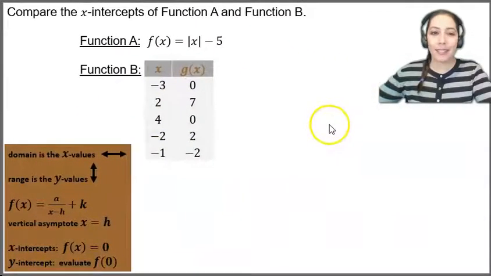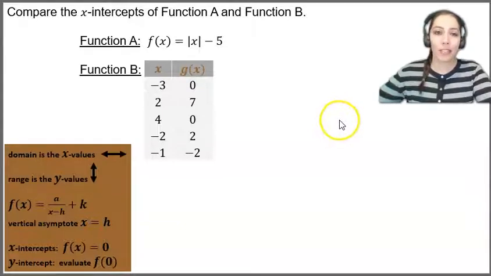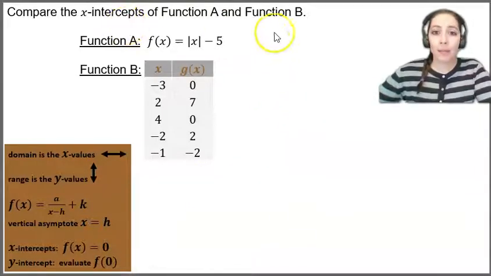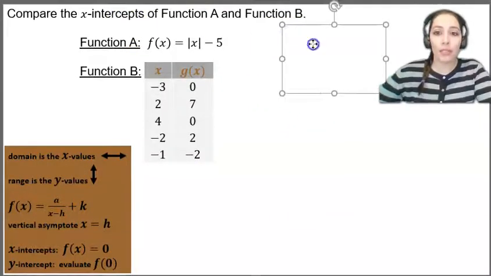Now that we have Chloe's tips and tricks, we can go ahead and compare the x-intercepts of both of these functions. She let us know that when you're looking for the x-intercept, you take your f of x and set it equal to 0. And when you're looking for your y-intercepts, you evaluate f of 0. So when you're looking for x-intercepts, you set y equal to 0. When you're looking for y-intercepts, you set x equal to 0. So if I'm looking for x-intercepts, I'm going to set my y equal to 0.